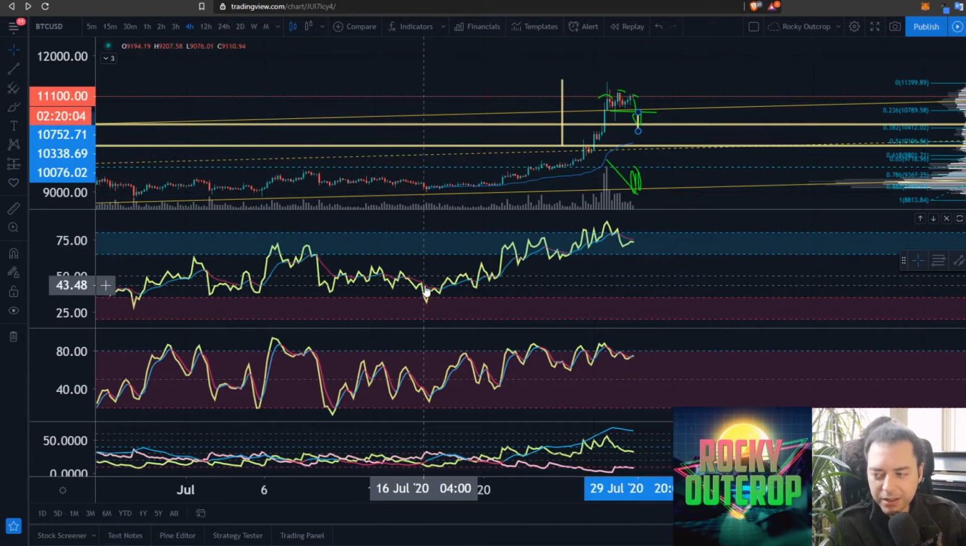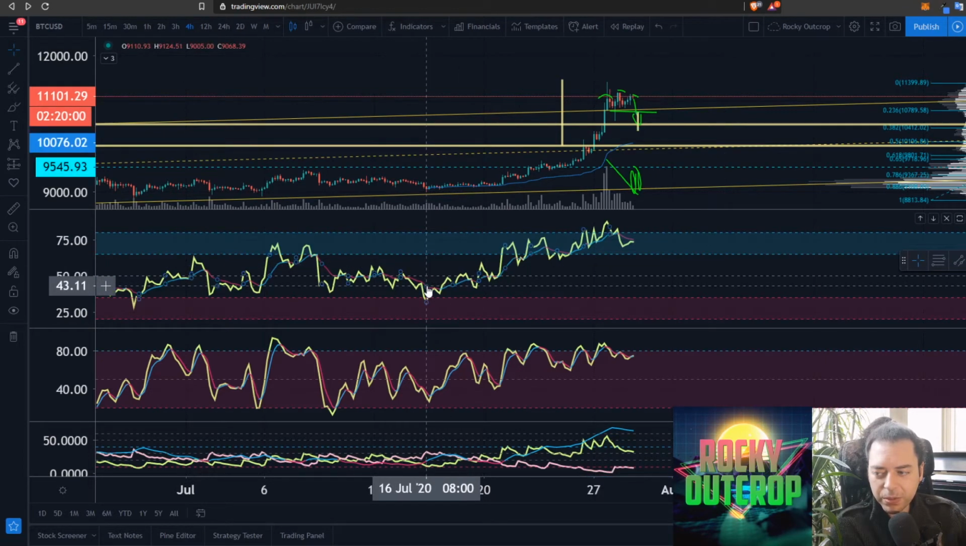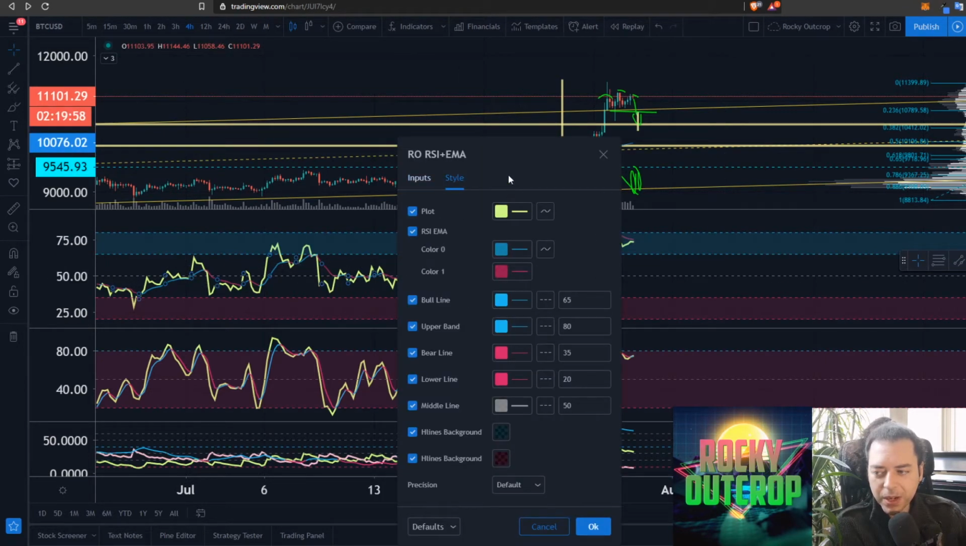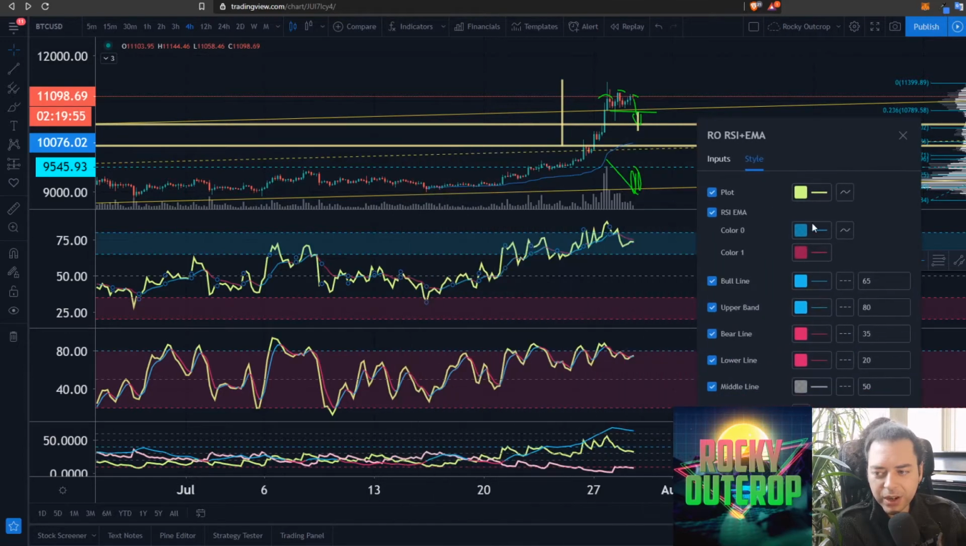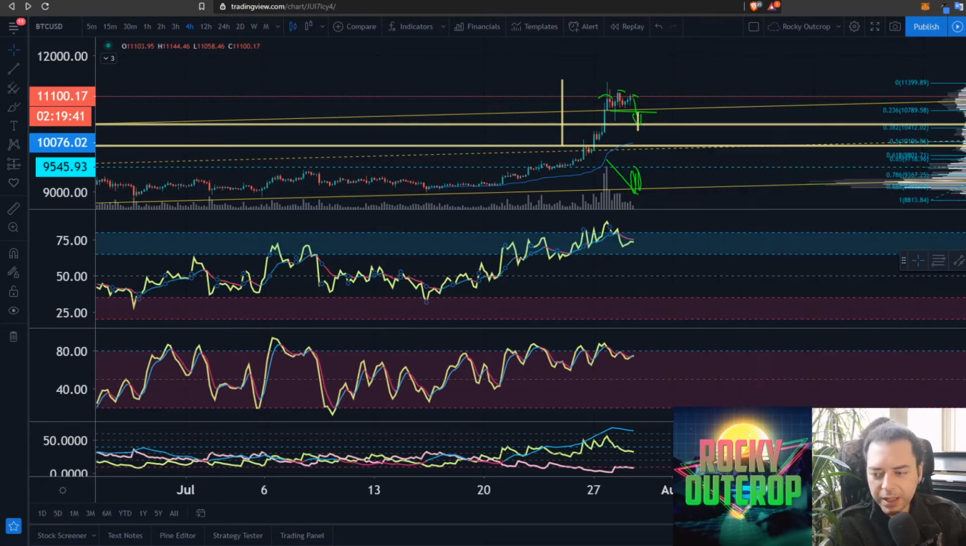Maybe I need to change the colors for streaming and recording this for YouTube. Let me know in the comments down below. I set it up that way because it's not too distracting for me to look at on the chart, but maybe it needs to be a bit stronger, a bit brighter. I don't really know. I'll probably just leave it like that for now.